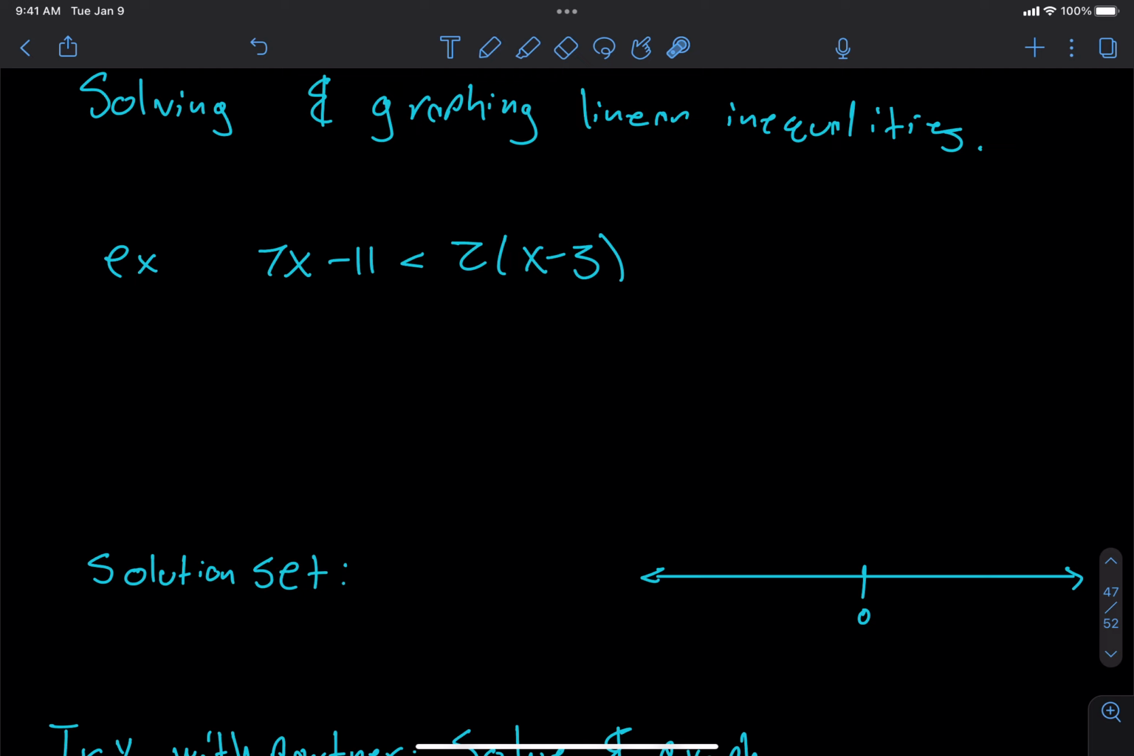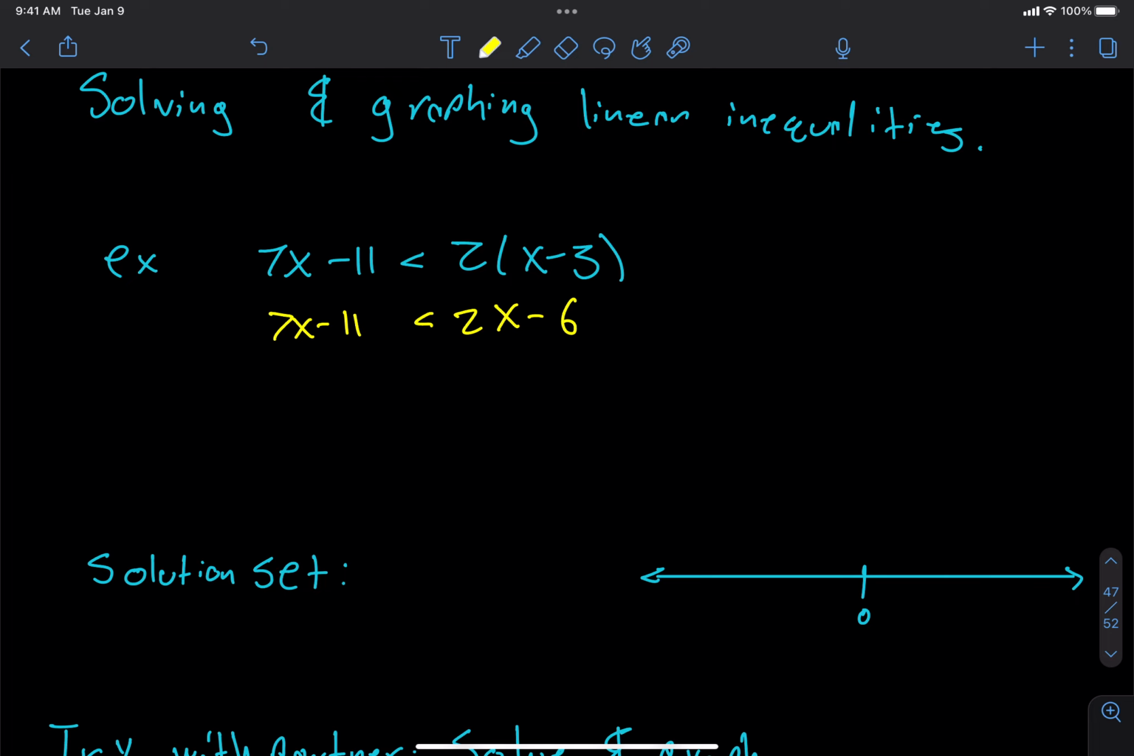Well, we solve it in the exact same way as we solve regular equations. The only difference is if we multiply or divide by a negative number, we are going to do what? Everyone together. Switch the sign. Okay, that was pretty good, I guess. All right, so what are we going to do for this one? Well, the first step, in my opinion, would be to multiply out this guy and get 2x minus 6.